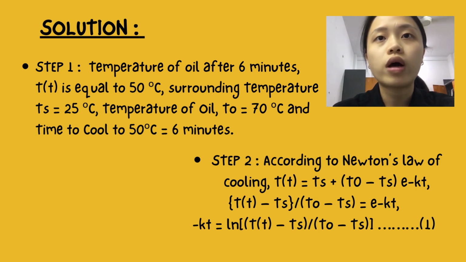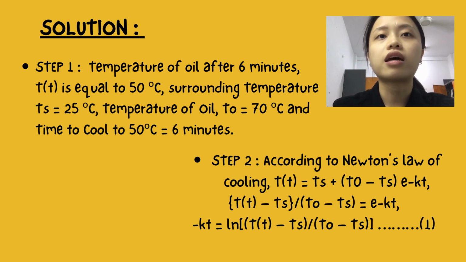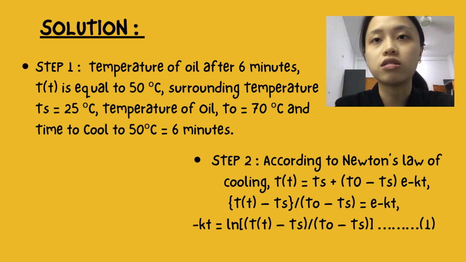For step 1, we know that the temperature of oil after 6 minutes, Tt, is equal to 50 degrees Celsius. The surrounding temperature Ts equals 25 degrees Celsius, the initial temperature of oil To equals 70 degrees Celsius, and the time to cool to 50 degrees Celsius equals 6 minutes.